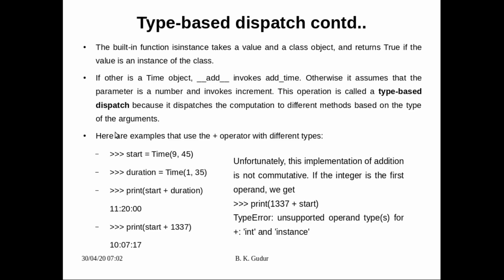Here are the examples which we have seen. Okay, so we have used even the plus operator with different types. Already we have seen this example, but unfortunately this implementation of addition is not commutative. Commutative means a plus b is equal to b plus a, which is not true in this case. If an integer is the first operand, we will get an error. Here instead of start plus 1337, if we use 1337 plus start, we will get an error. I will show you that.